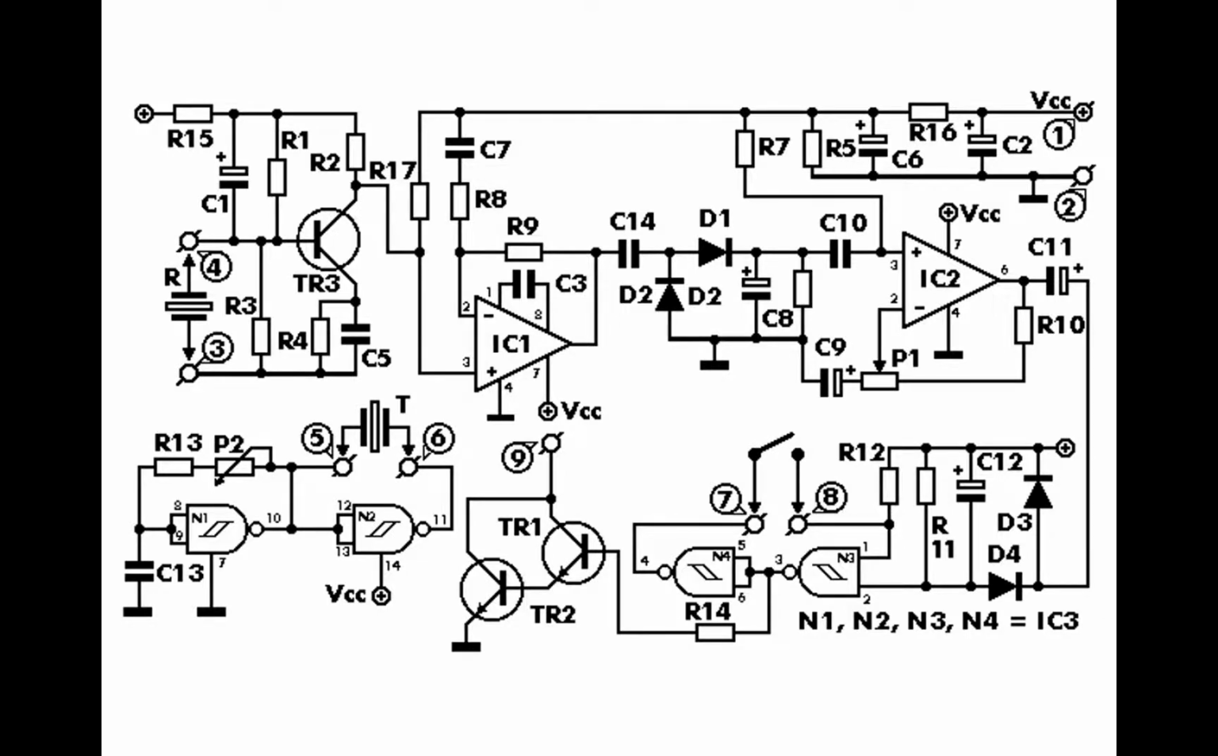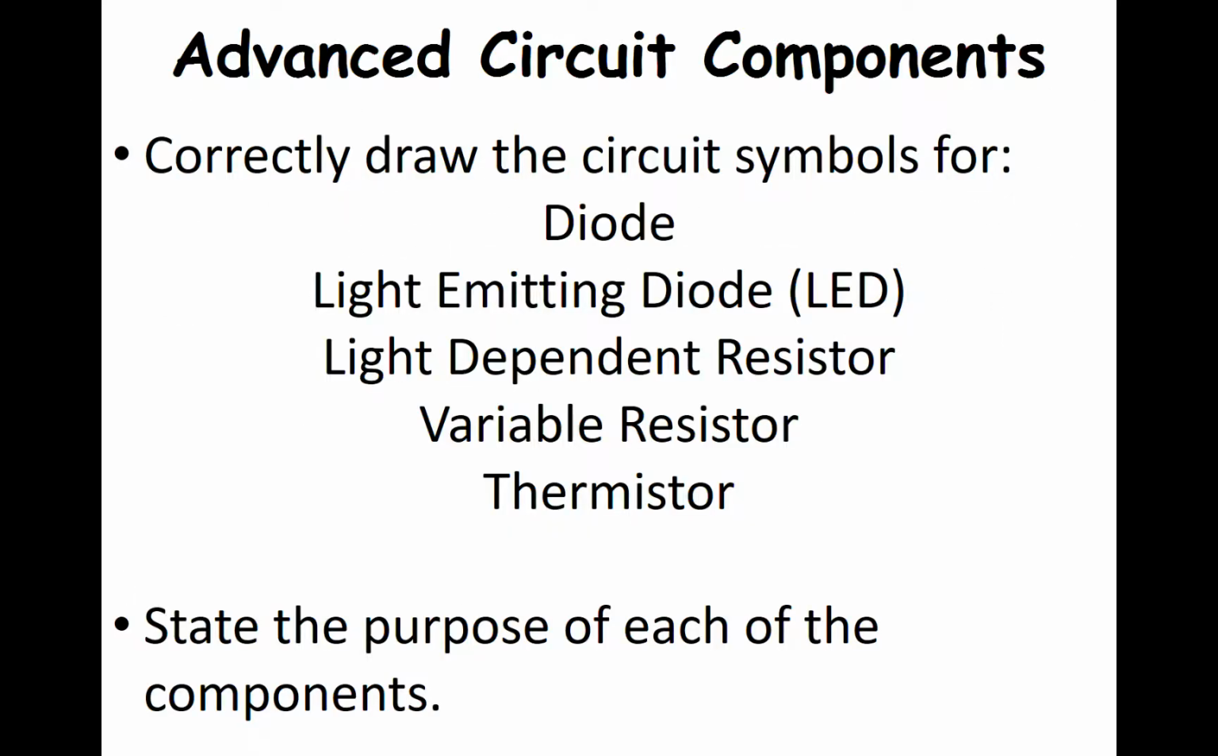This video is a Key Stage 4 introduction to more advanced circuit components. So by the end of this we should be able to correctly draw the circuit symbols for the diode, light emitting diode, light dependent resistor, variable resistor and thermistor. We should also be able to state the purpose of each of these components.